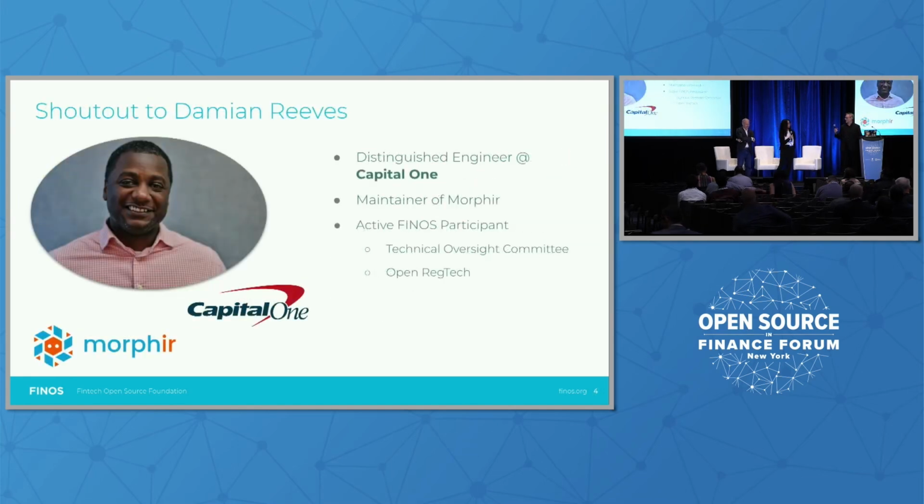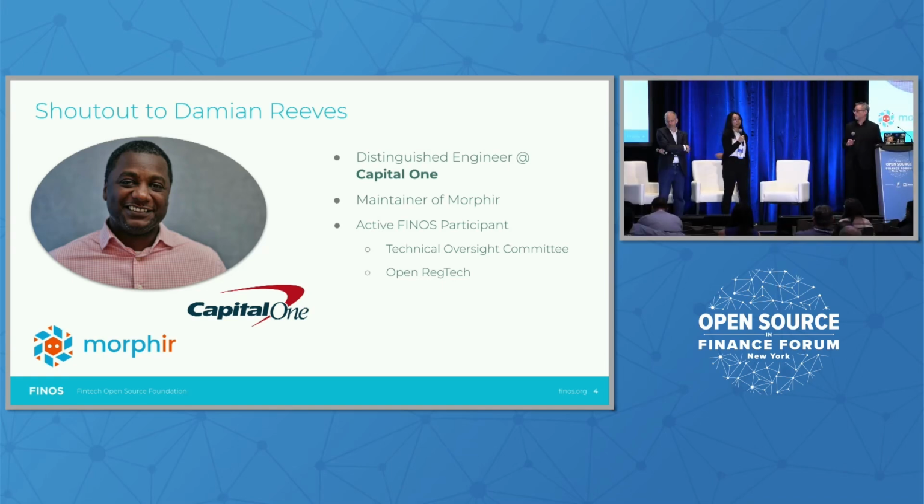One of our co-developers here couldn't make it because he's out in Texas. So Michelle will introduce him. Yeah, so this is Damian Reeves. He's spoken at FINOS before. He is also from Capital One. He's a maintainer of Morphir, and he's very active in the FINOS community. So I'm sure some of you guys know him.